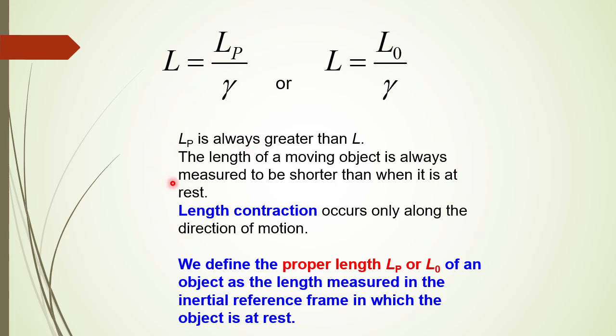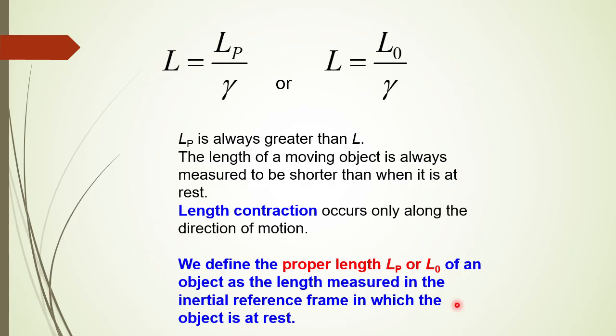So what we can say is the length of a moving object is always measured to be shorter than when the object is at rest. Length contraction occurs only along the direction of motion, and we define the proper length LP of an object as the length measured in the inertial frame at rest with respect to that object. Let's say I'm trying to measure the ground length. I need to be at rest with respect to the ground in order to measure LP, the proper length.